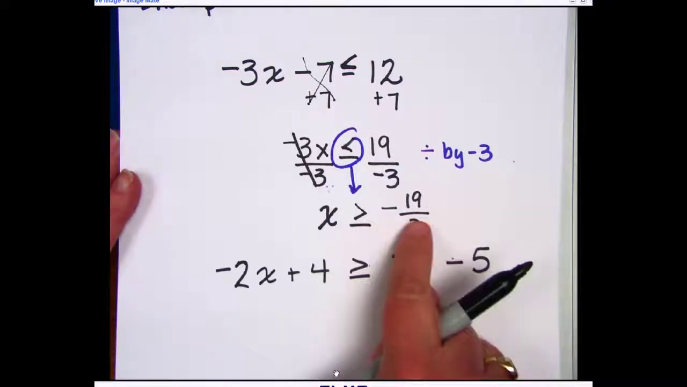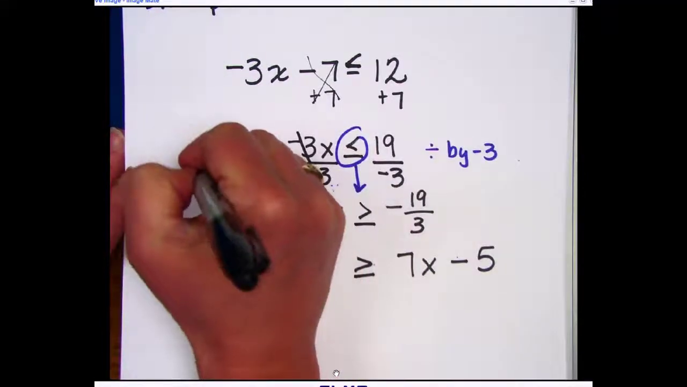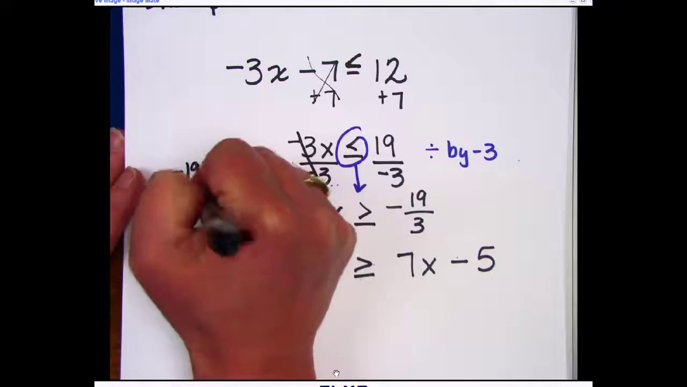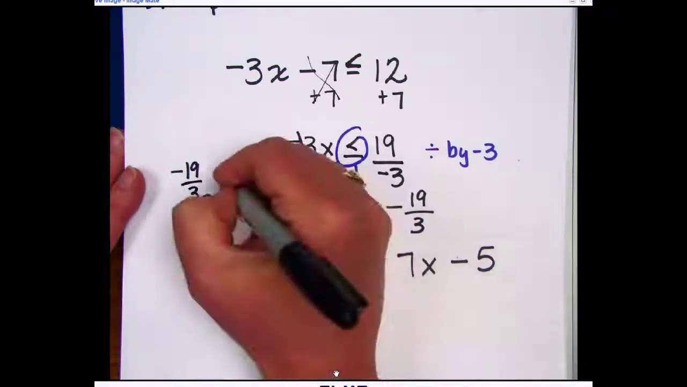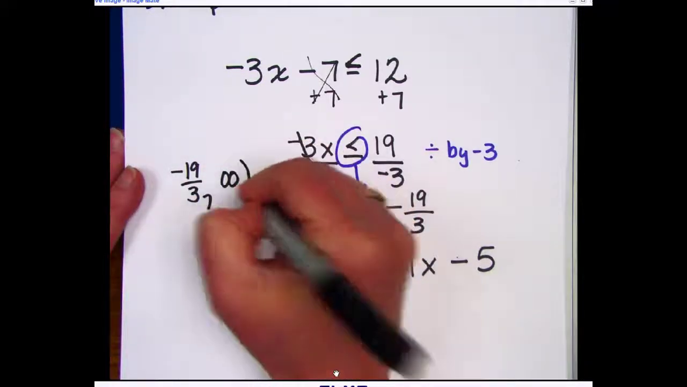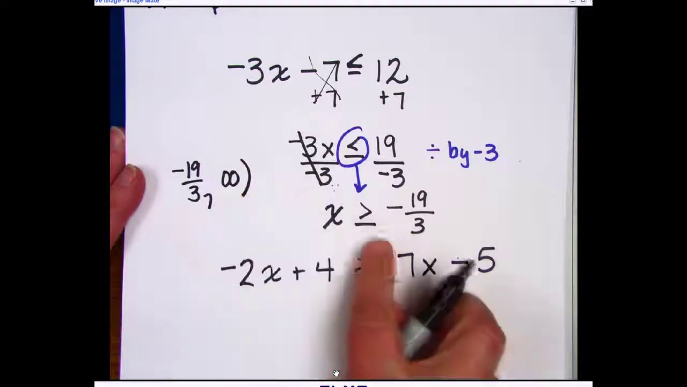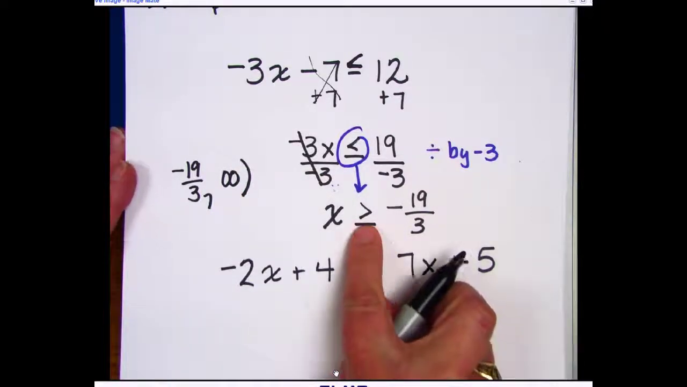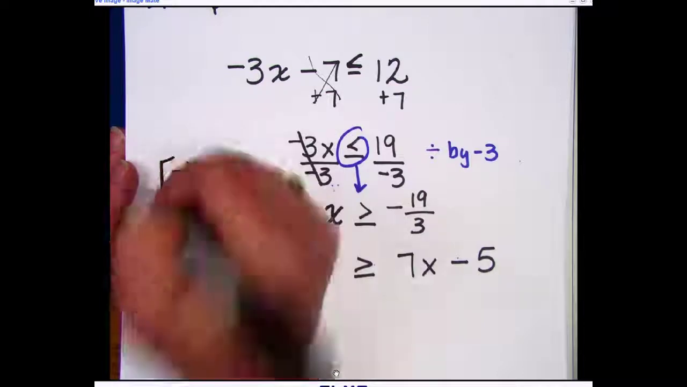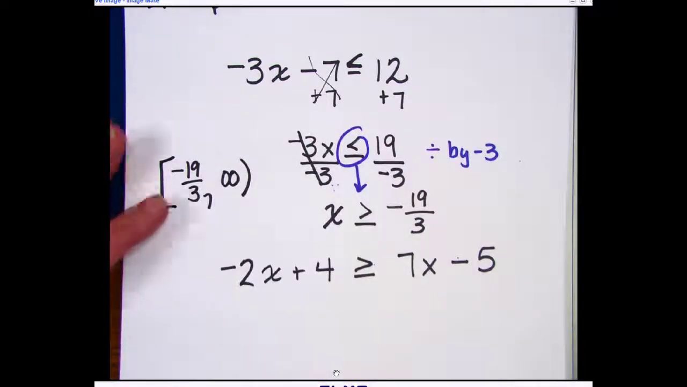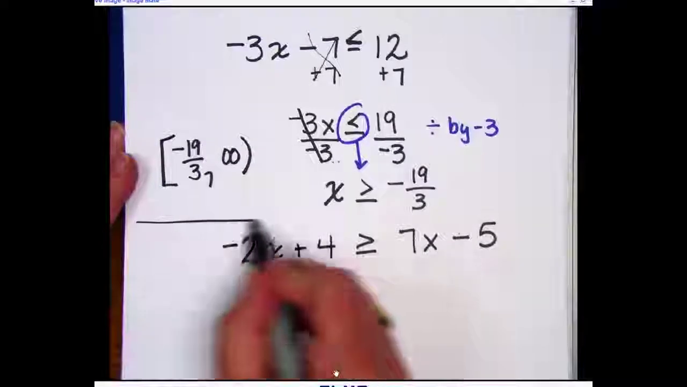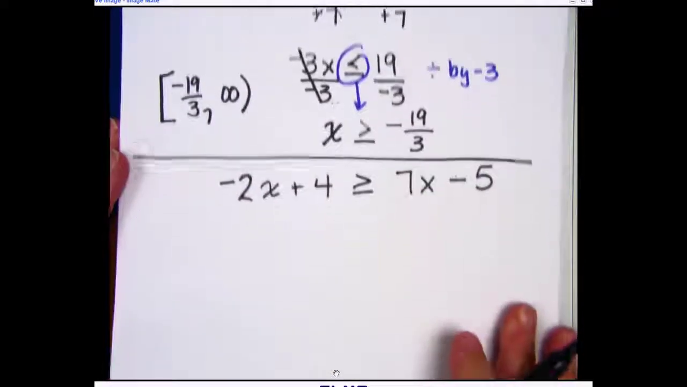In interval notation, the smallest value that works is negative 19 over 3. The largest value would be infinity. Always use a round bracket with infinity. I see I have an equal sign here, so I'm going to put a square bracket on negative 19 over 3. Moving to our next example.